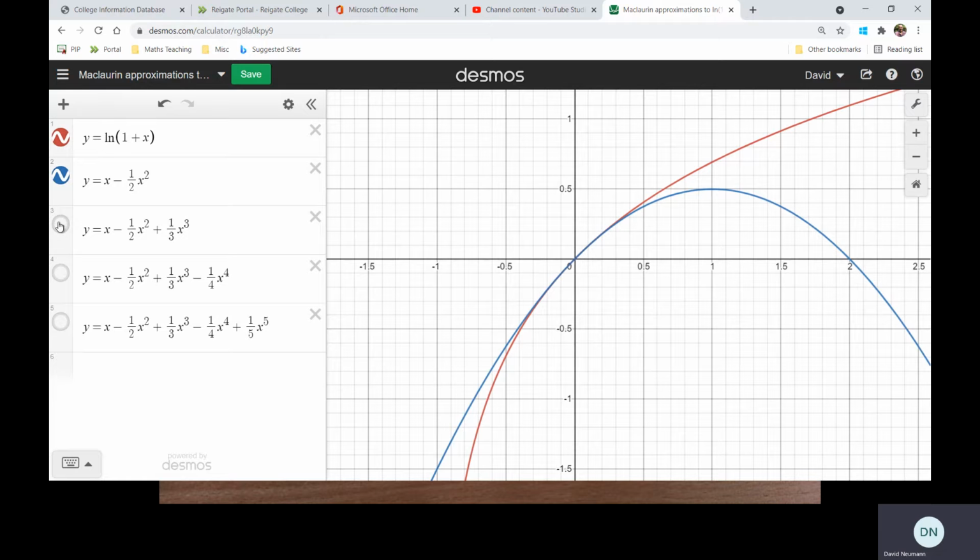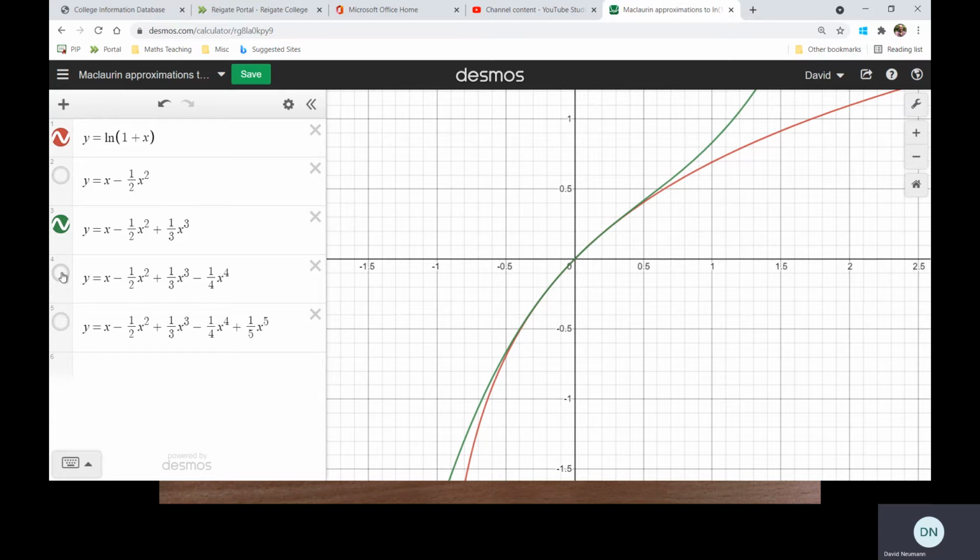If we add in a third term here, y equals x minus a half x squared plus a third x cubed. So really what we're doing is we're modeling ln of 1 plus x with a cubic graph. There it is. And you can see that that's accurate for a little bit longer, perhaps to x equals 0.5. Let's just take that one away. Maybe not quite 0.5, 0.4 perhaps, and minus 0.4 over here.